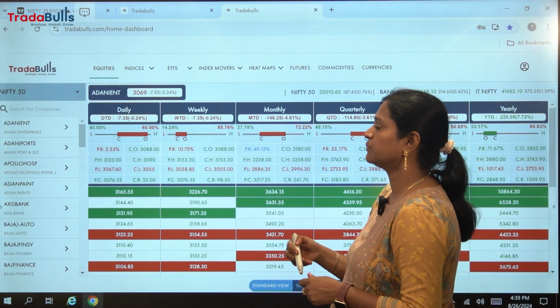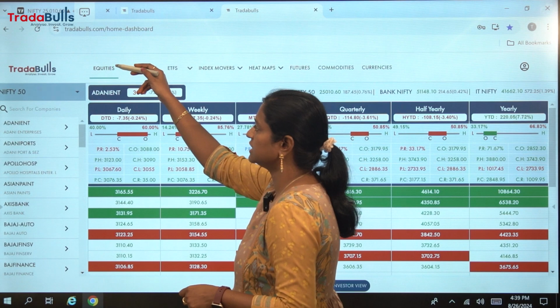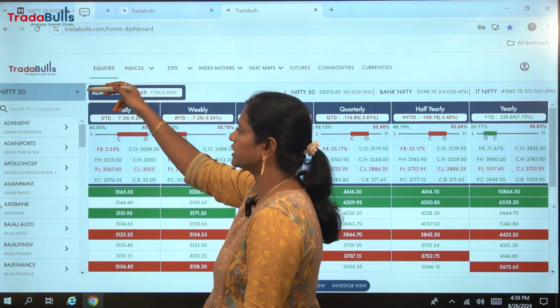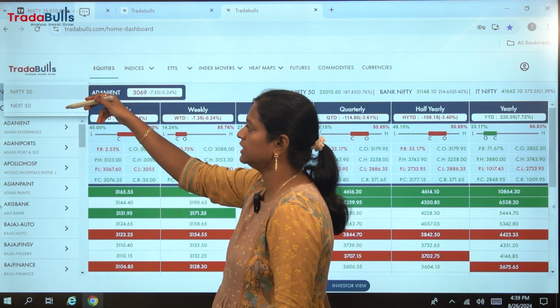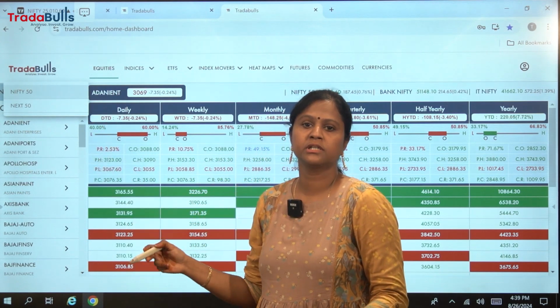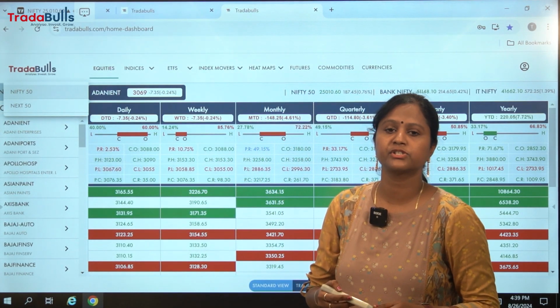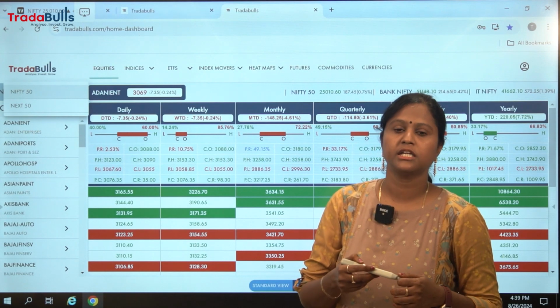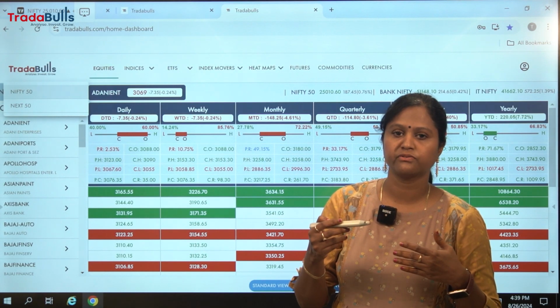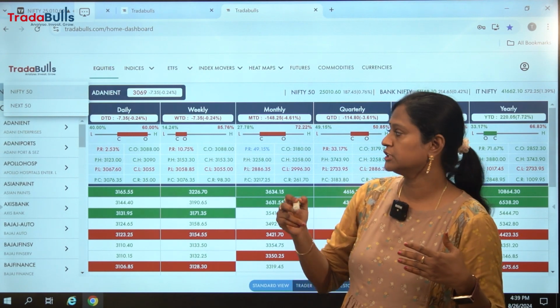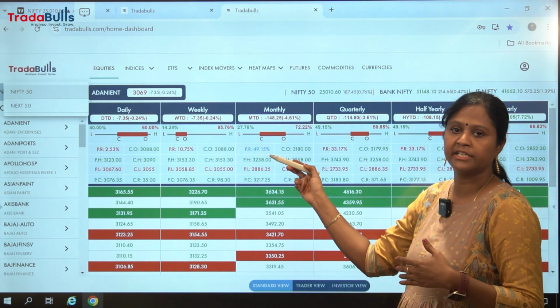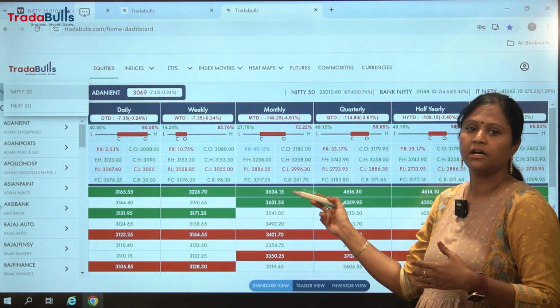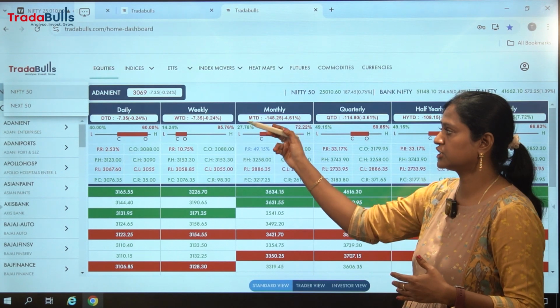Coming to equities, what we are showing currently is Nifty 50 and Next 50. In Nifty 50 we are showing the Nifty 50 companies, and in Next 50 we are showing the Next 50 companies. In Nifty 50 we are actually showing the list of 50 companies. On this page you can see the data analysis section, a data table which has the 6 time frames.